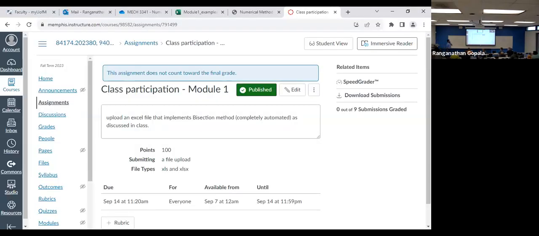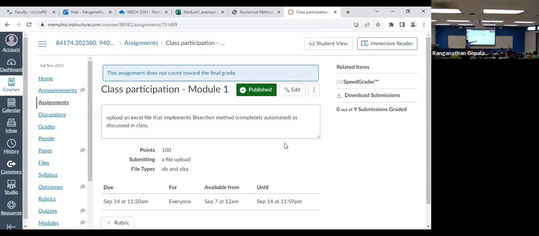So before we talk about the homework problem, I want to remind you that there is a class participation assignment that I'm asking you to do, which is completing the bisection method and false point method that is fully automated as an Excel file. I already gave the starting point. You need to finish up your own file and upload it to Canvas.